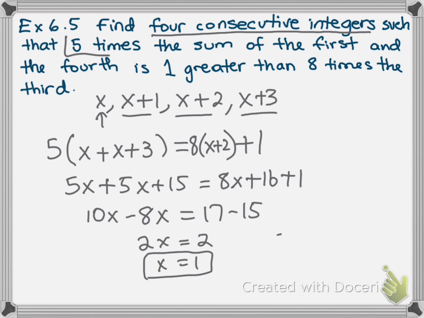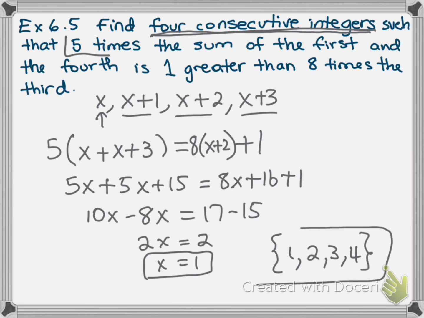Now that's the first number. Your answer has to include the 4 consecutive integers because that's what they're asking. So it's 1, 2, 3, and 4. Those would be the 4 consecutive integers that meet these conditions.